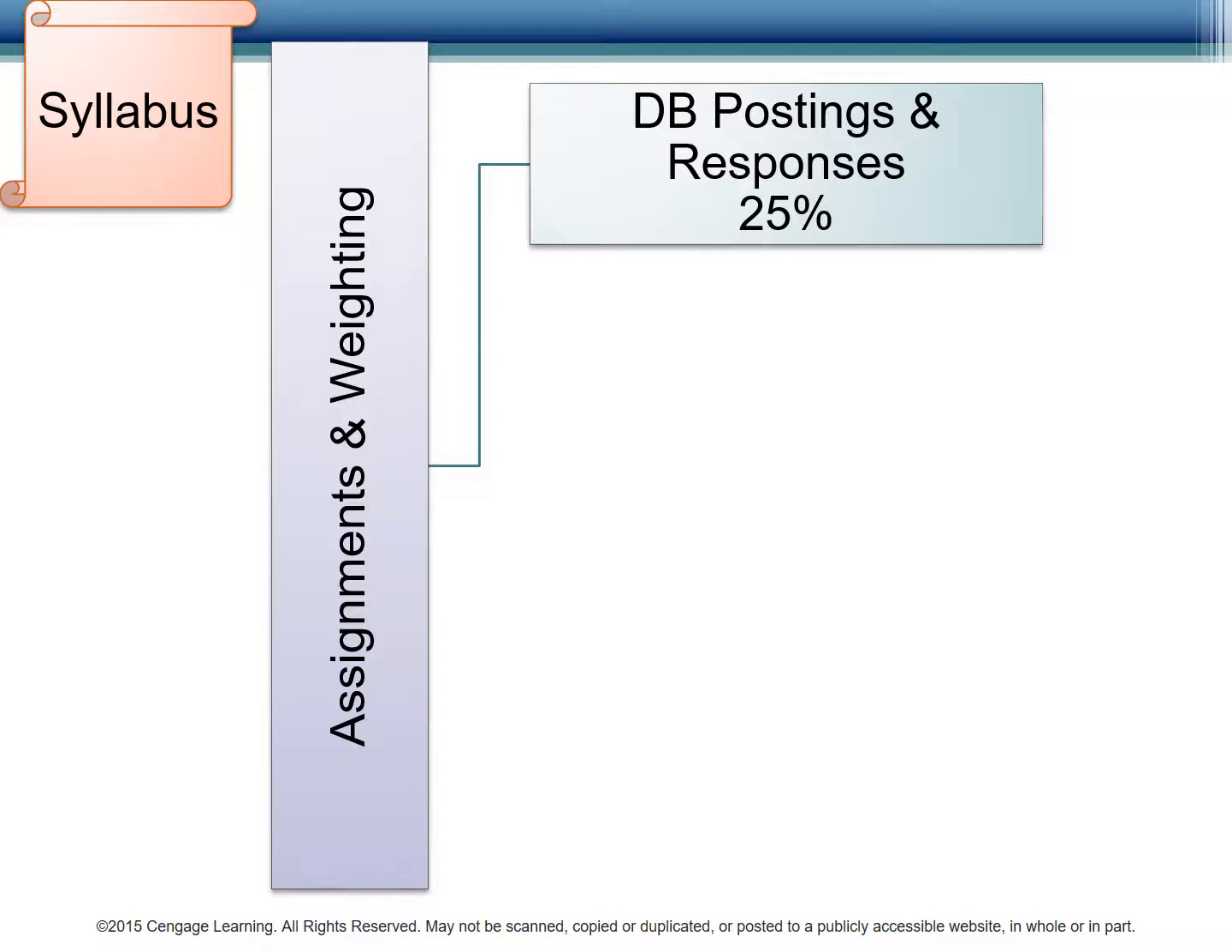The introduction discussion board is worth 2.76 points, and the other 8 discussion board postings and responses are worth 2.78 points each, broken down into 2.224 points for the posting and 0.556 for the response. Note that I don't grade the discussion board postings until after both the post and response are completed for a topic.